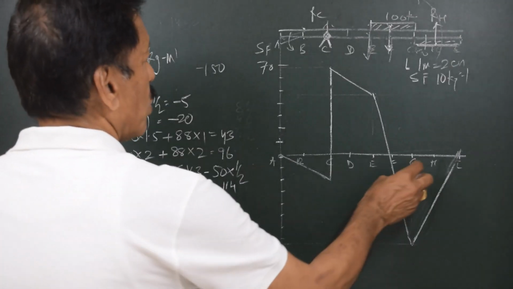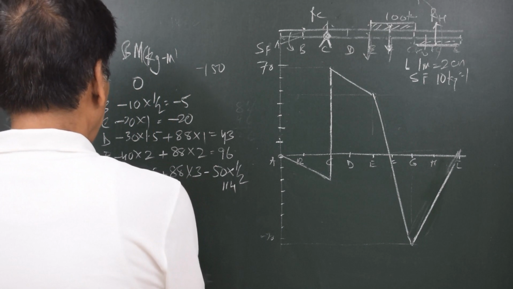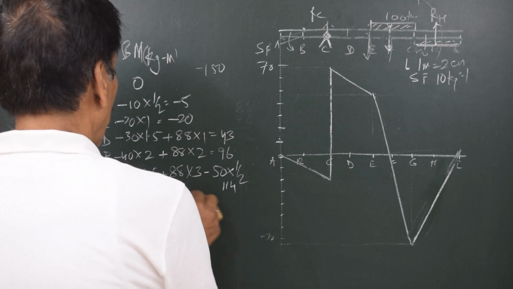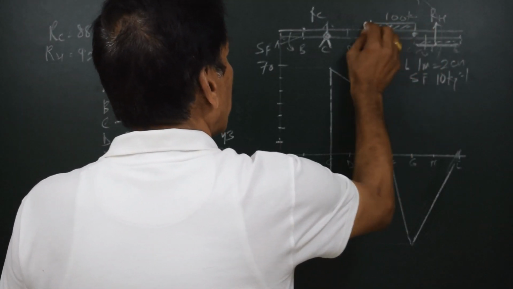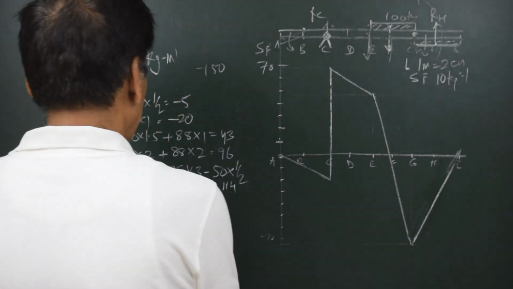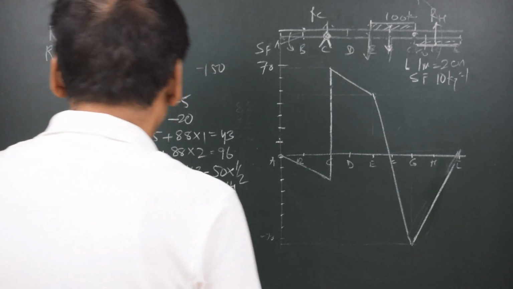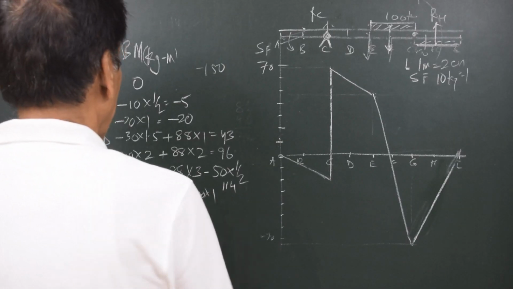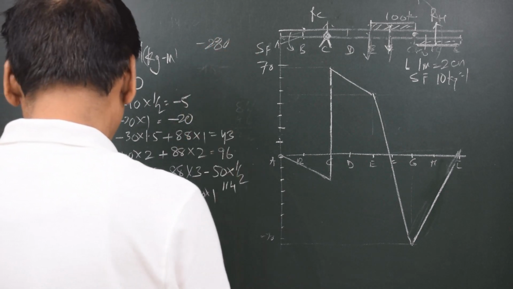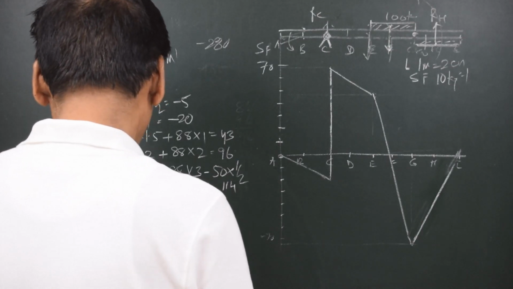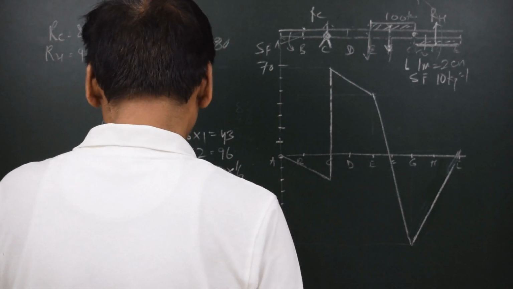Let's see what happens at G. So at G, it is minus 60 into 3 plus 88 into 4, and then if we consider G as pivot point and we are looking at this 100 kg, the contribution of 100 kg is minus 100 into 1. So 60 into 3, 180 plus 100, that is minus 280. And then you have 88 into 4. The positive value is 352 minus 280 gives me 72.